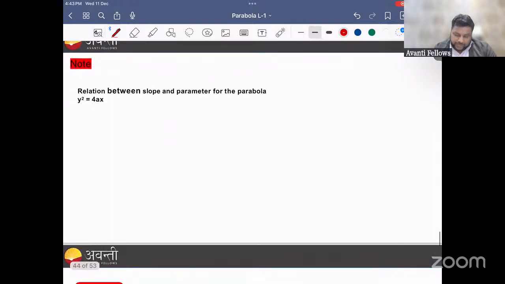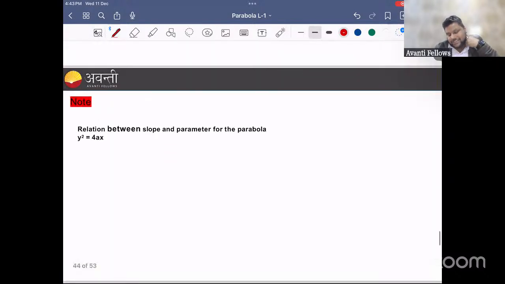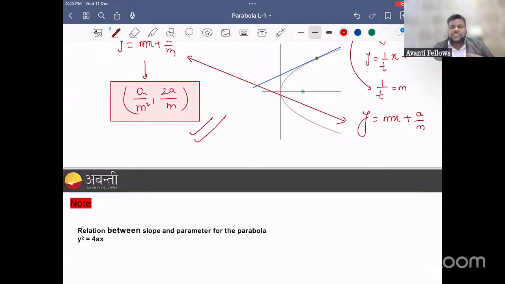Now, the relation between slope and parametric form, I just explained to you. If the tangent is y equals mx plus a by m, its point of contact is a by m square, 2a by m. If the tangent is ty equals x plus at square, its point of contact is at square comma 2at. Got it?